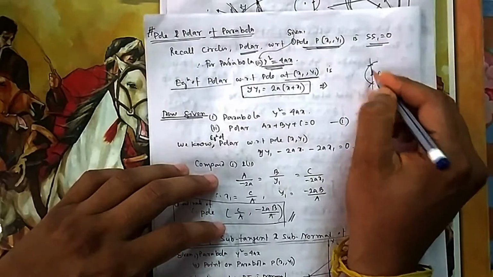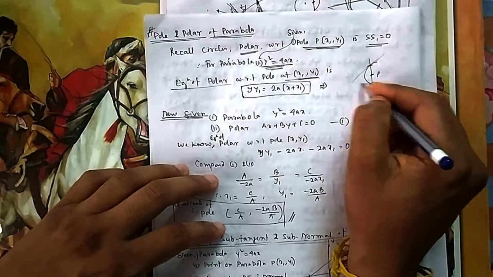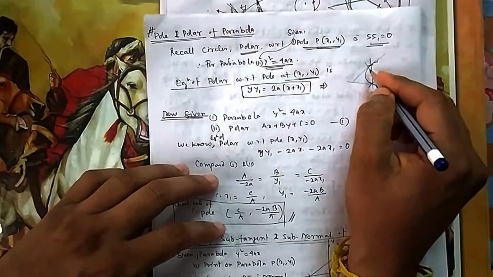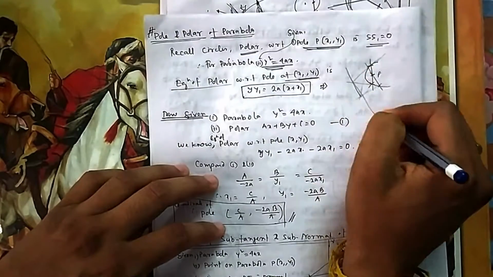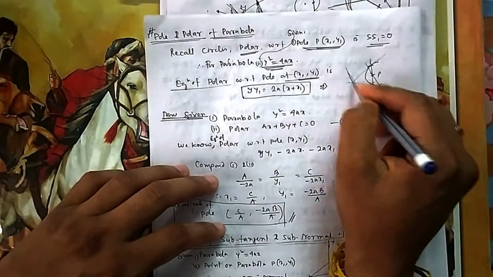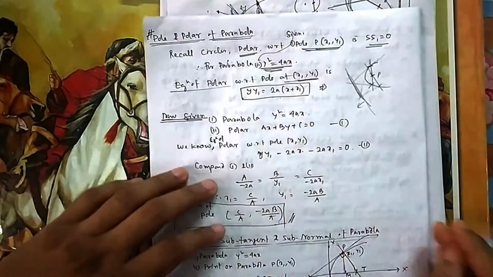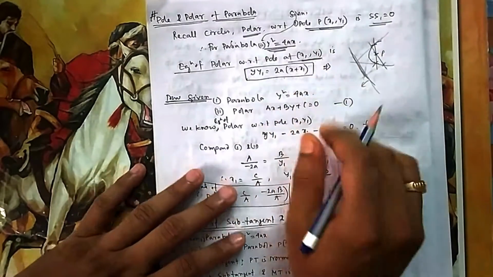This is the point P. At those points, if you draw tangents, whatever tangents, suppose you draw all these tangents, the intersecting points are on the same line. That is the equation of the polar. You can remember it. I have explained it in case of circle.